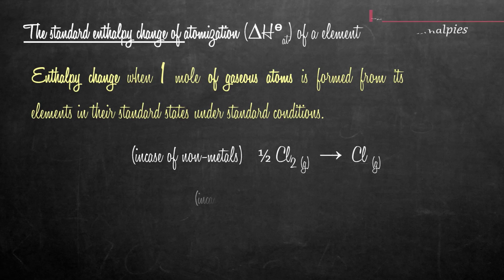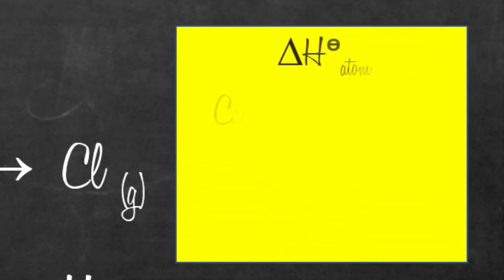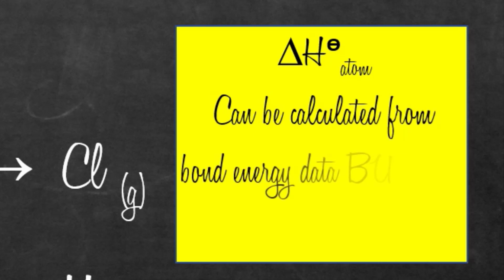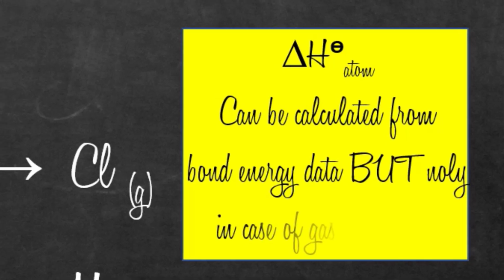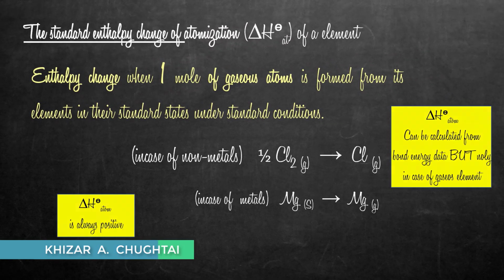In case of metals, there is just a change in the physical state. For example, when magnesium solid is heated so as to make it magnesium gaseous, 1 mole of magnesium gaseous atoms, energy required is known as enthalpy of atomization of magnesium. Enthalpy of atomization can be calculated from the bond energy data in case of gaseous elements only. Enthalpy of atomization is always taken positive, so it is an endothermic process.